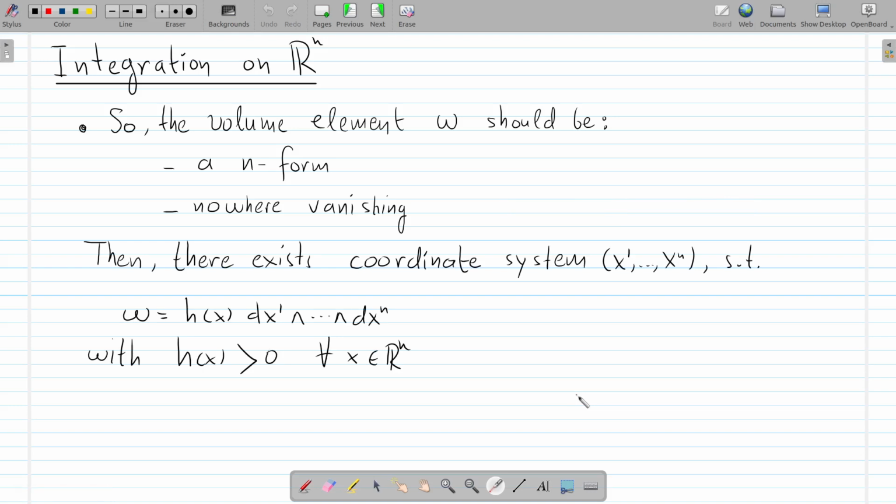So such an n-form can be obtained in a particular coordinate system. Let's say now that we don't just pick Cartesian coordinates, but any coordinate system x1 through xn. Then any such form can be written as a function h of x times the product of dx1 through dxn, where product now means, of course, with respect to the wedge product, the antisymmetric product of differential forms. The fact that this element is nowhere vanishing means that this function here can be chosen to be positive for all x in Rn.